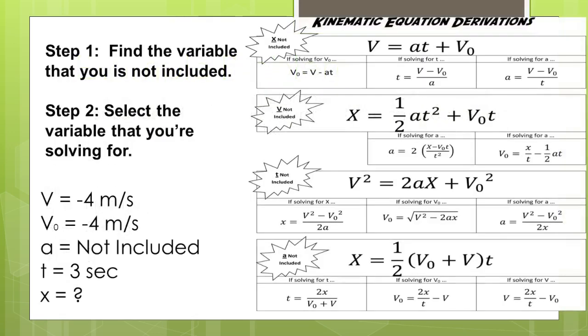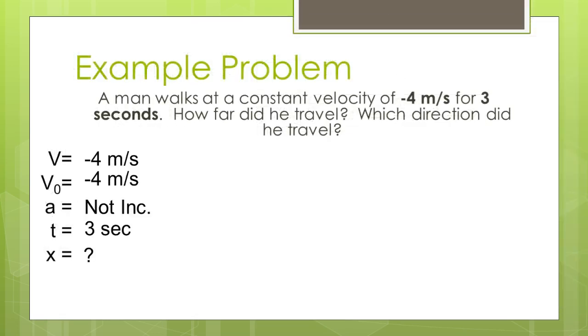So now let's select our proper equation. We start by looking at which variable is not included. a is not included, so that's going to bring us down to this equation. When you deal with constant velocity, you're going to see this equation a lot. We need to solve for x. So I'm going to find the equation that already has x by itself. That way I only have to plug and chug. I just have to do a little order of operations.